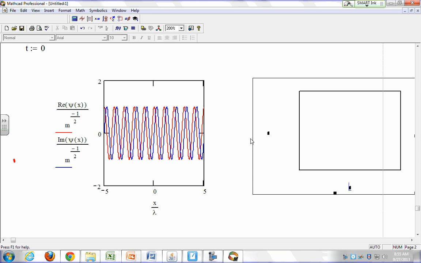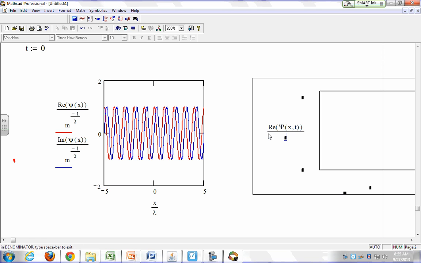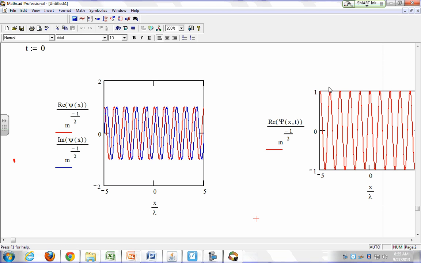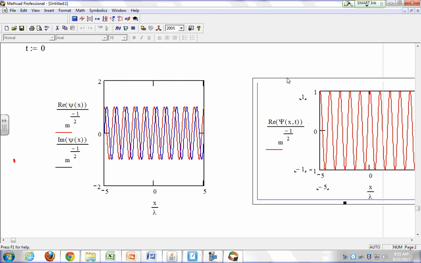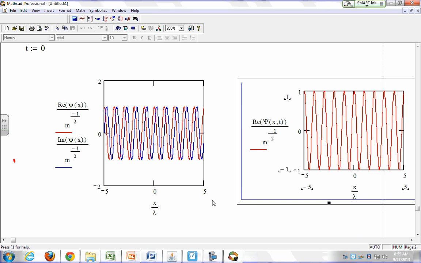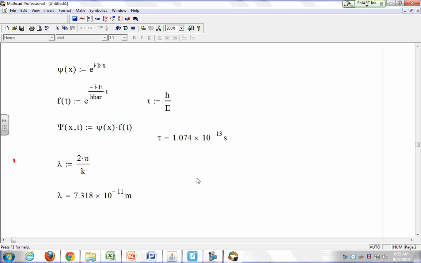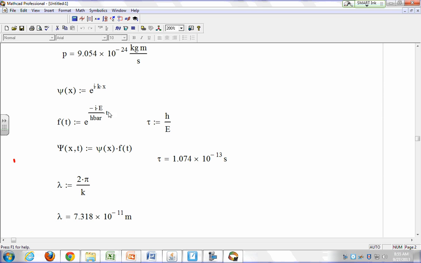Graph xy plot. Big psi is a function of x and time, and again it's going to have real and imaginary components. So let's do the real part, with m to the -1/2, versus x over lambda. You can see it's pretty much the same because at t equals 0, big psi is just equal to little psi. You recall? If t is 0, then this is just 1, so big psi will just be equal to little psi times 1.